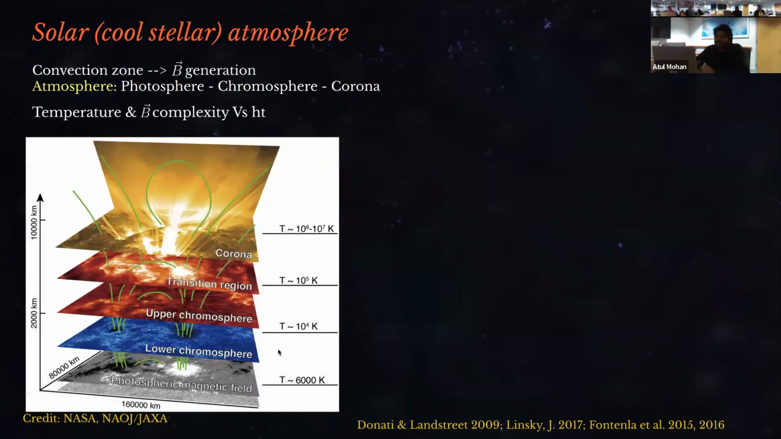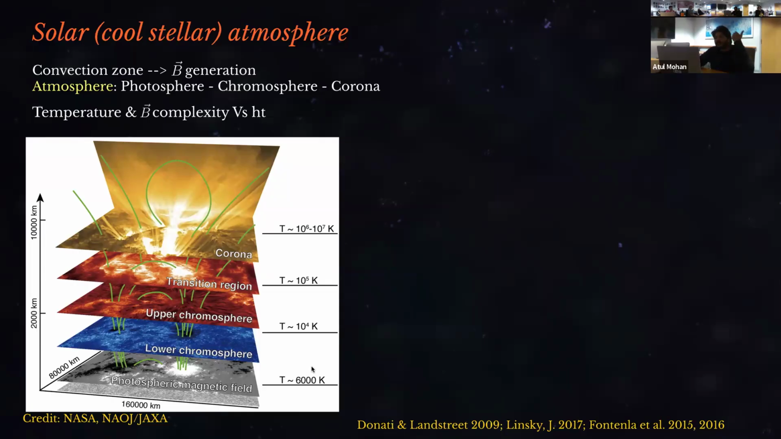So coming to the cool stellar atmospheres, as we know, it is well stratified, starting from the photosphere up to the chromosphere and extending out to the corona. And this is a snippet from the sun, basically. You can see the photosphere, which is the lower, the first atmospheric layer, which is at a relatively lower temperature.